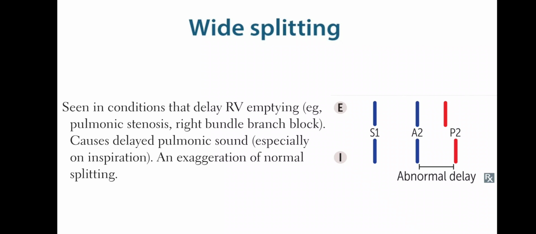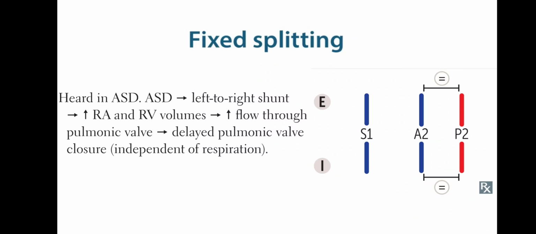Wide splitting. It is seen in conditions that delay right ventricular emptying. Example, pulmonic stenosis, right bundle branch block causes delayed pulmonic sound, especially on inspiration. This is an exaggeration of normal splitting. Fixed splitting. It is heard in ASD. ASD leads to left to right shunt, which increases the RA and RV volume, leading to increased flow through the pulmonic valve and delayed pulmonic valve closure, independent of the respiration.